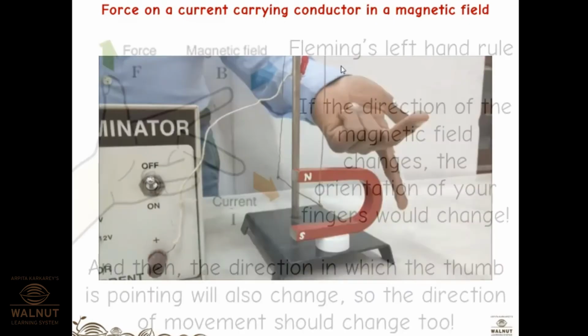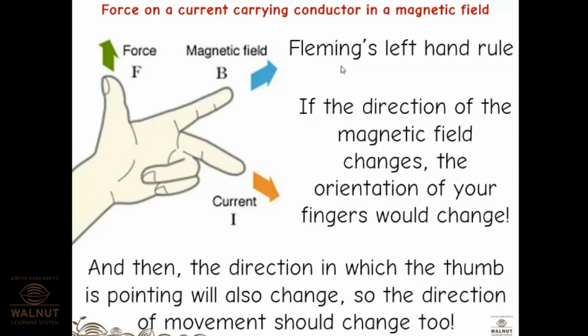So Fleming's left hand rule: if the direction of the magnetic field changes, the orientation of your fingers would change. Only make sure that the three fingers are at 90 degrees. And then the direction in which the thumb is pointing will also change. So the direction of movement will also change. Yes, that is the only reason. You can find out the direction of deflection using this rule. So that is why it is going in this direction.